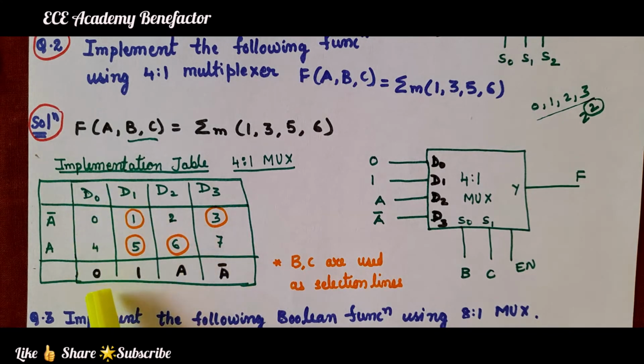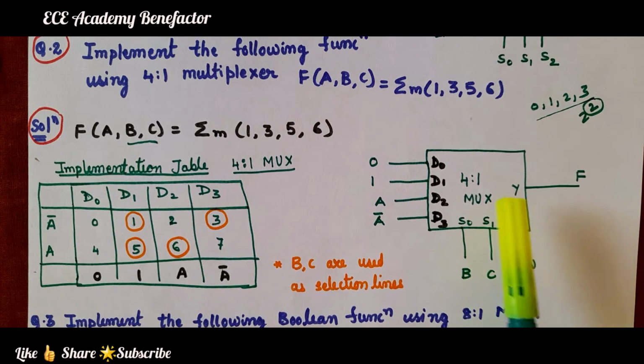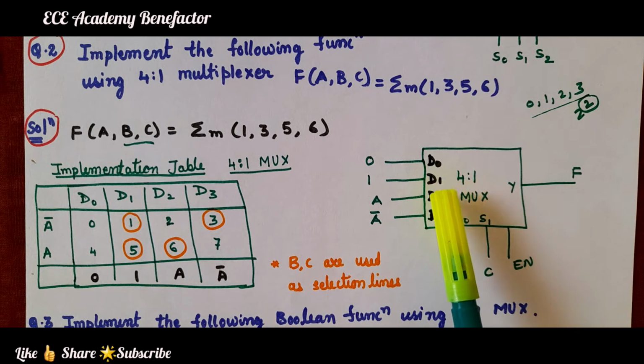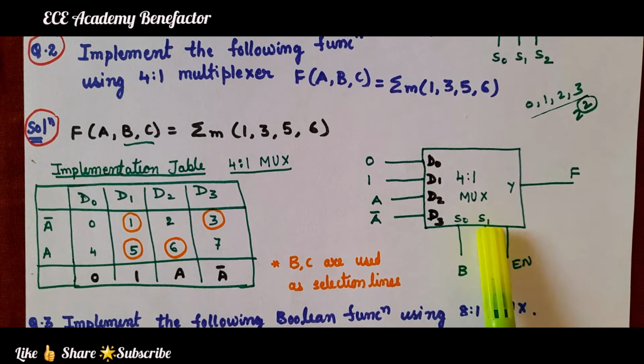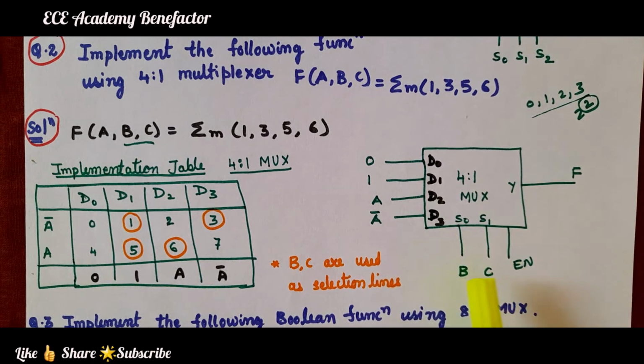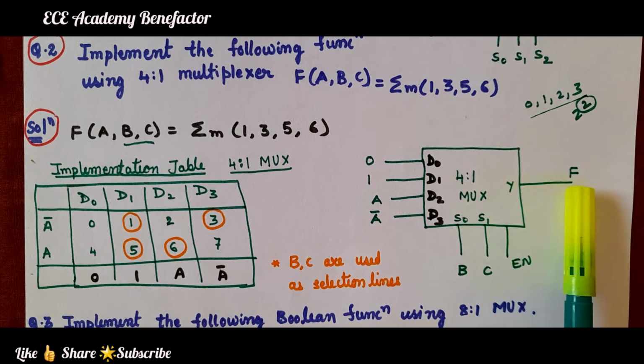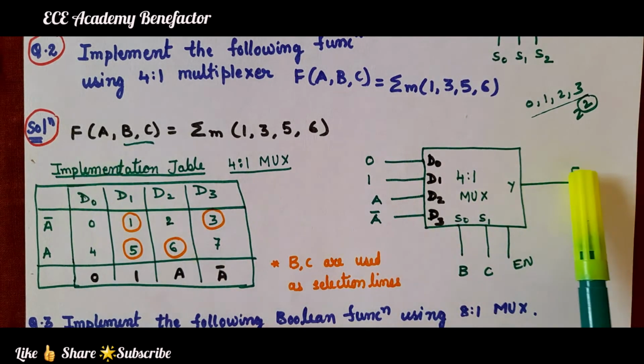D0 is connected to 0, D1 is connected to 1, D2 is connected to A, and D3 is connected to A bar. So let us draw it here. 4:1 mux. The inputs are D0, D1, D2, D3. Two select lines S0, S1. S0 is connected to B, S1 is connected to C, and one output line Y. The output variable is F, function F.